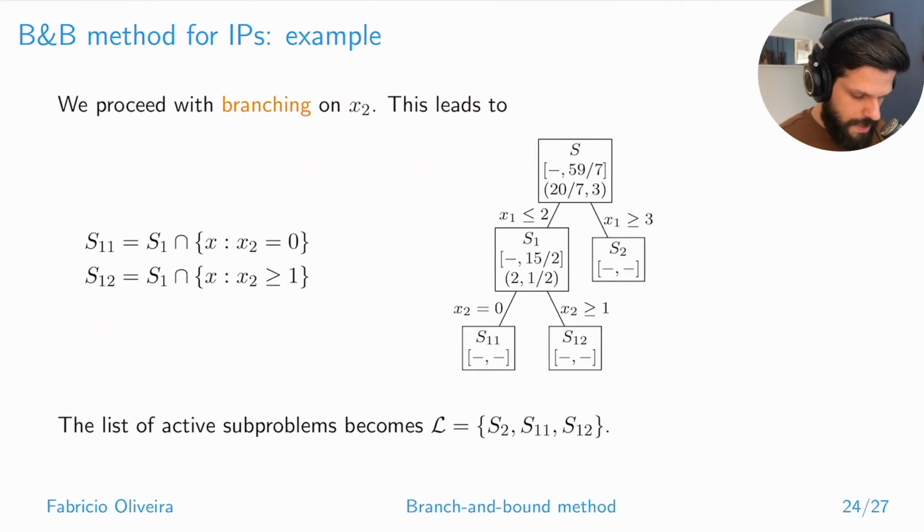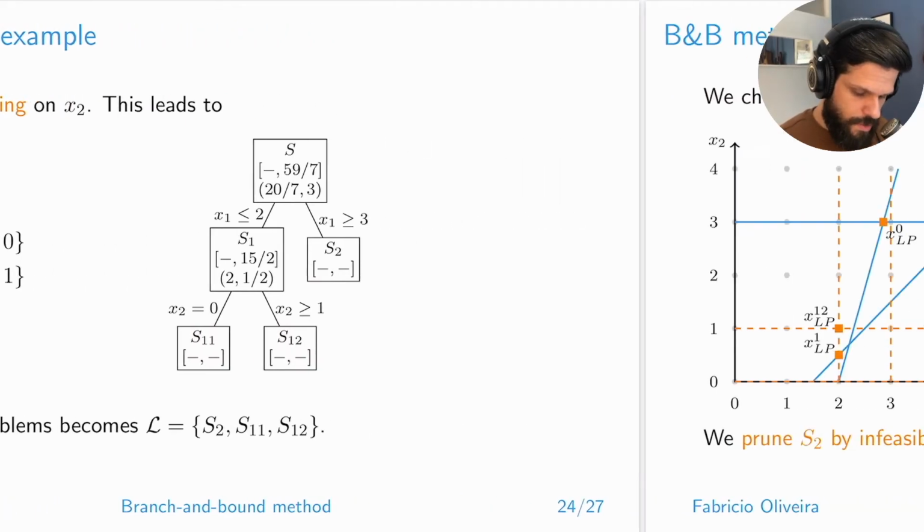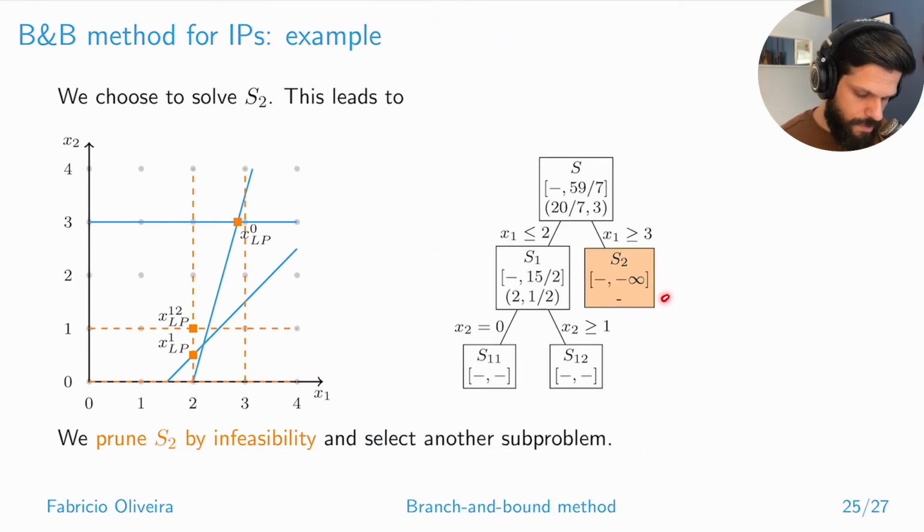Right. So this is how we generate our new subproblems. And now our list of active subproblems becomes S2, S11, and S12. And again, I have to apply a problem selection strategy to decide whether I'm going to solve S2 now or whether I'm going to solve S12 or S11. Okay. Let's assume we solve S2.